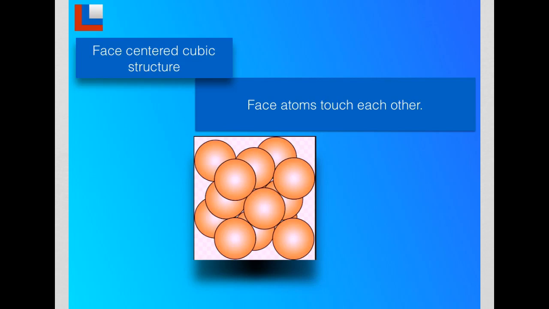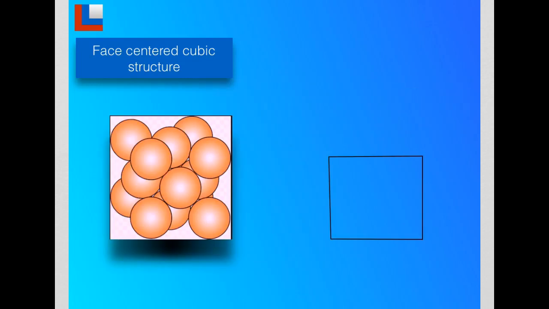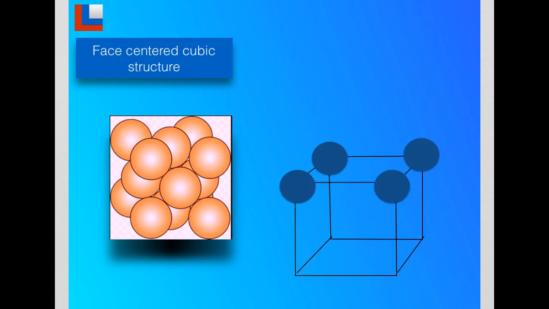Let's construct a cube first. The first face of the cube, one more in the front, and 1, 2, 3, 4 edges that connect the two faces. We can clearly see the 8 vertices, 6 faces, and 12 edges of this cube. Let's start putting the atoms in the vertex. 1, 2, 3, 4, 5, 6, 7, 8.